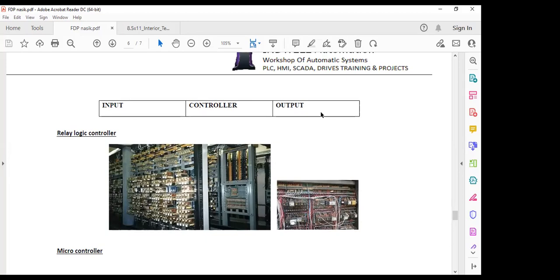So you have to see first input side. We can have problem in input side. And in input, I have already shown you. We can have switches, we can have sensors, we can have many things.